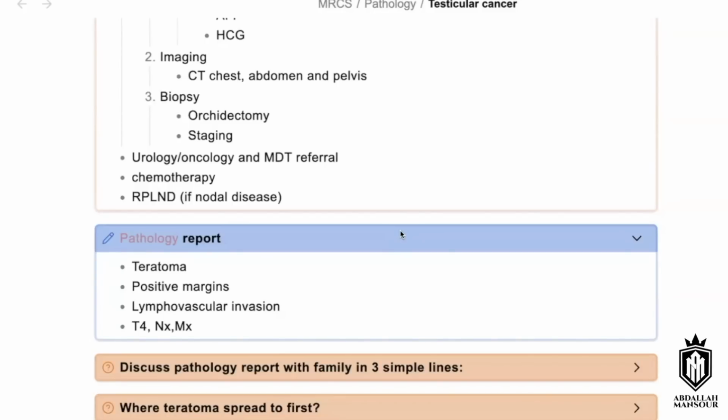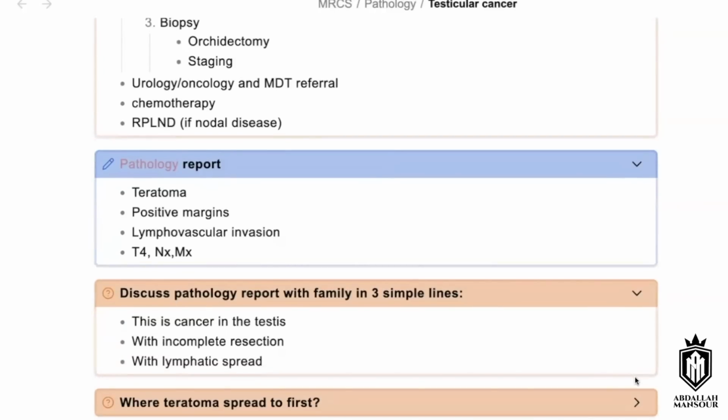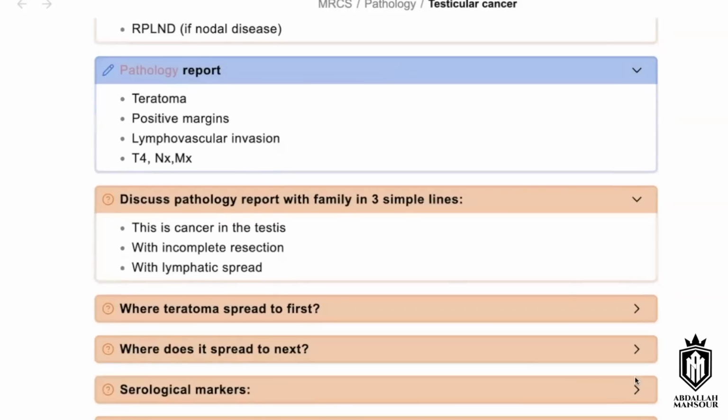Can you discuss the pathology report with the family in 3 simple words or 3 simple lines? All right, so I'll tell the family that this is a cancer, and it has spread, and it is an incomplete resection at first. Okay, that's very well done. Very, very specific, right? So you want to say, one, this is cancer in the testis. Two, it has a positive margin. That means it's an incomplete resection, and it has spread to different areas of the body as well. Okay, where does teratoma spread first?